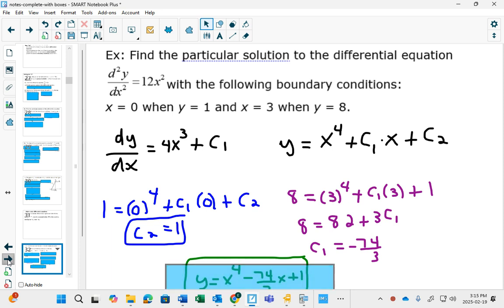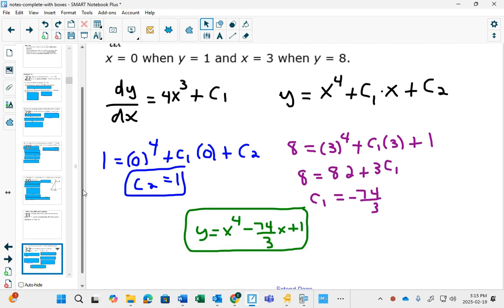And so now we've got C1 and C2, we can write out what the final equation is.